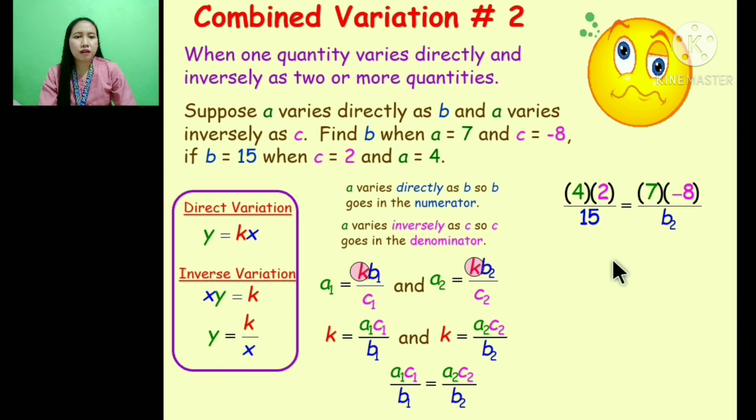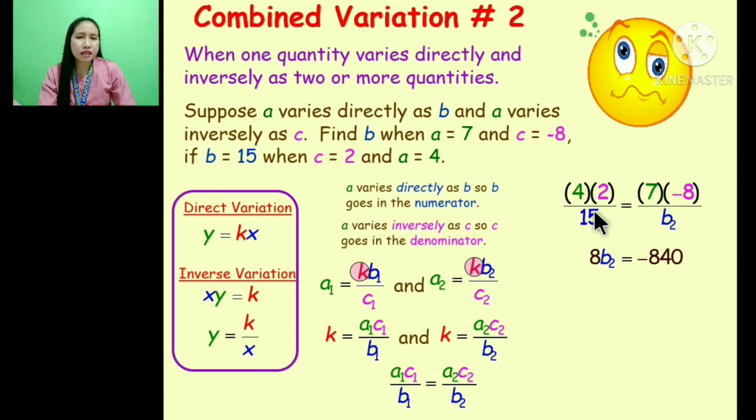Okay, so we have now here the substitution from the equation using those givens on the problem. So we have the A sub 1, which is 4, C sub 1 is 2, and the B sub 1 is 15. And on the right side, we have the A sub 2, which is 7, and C sub 2 is negative 8. And we're going to find the B, or the B sub 2.